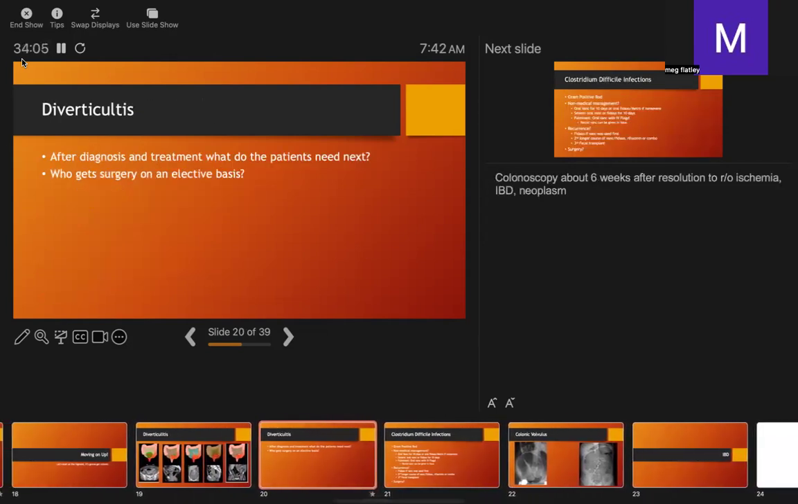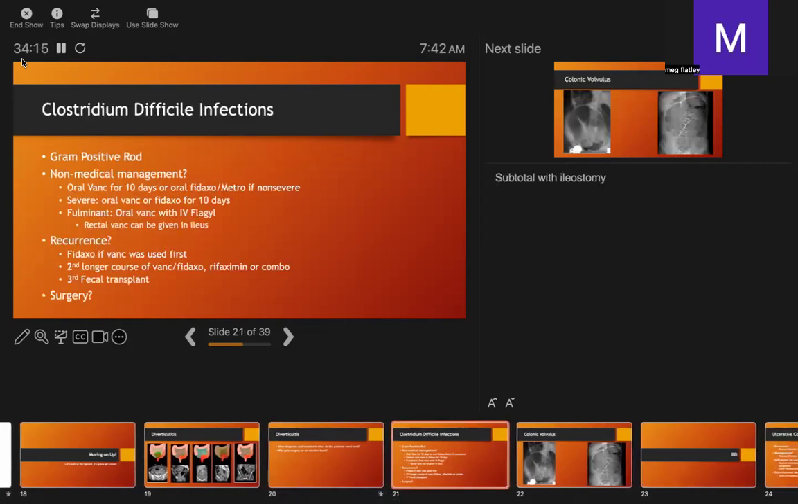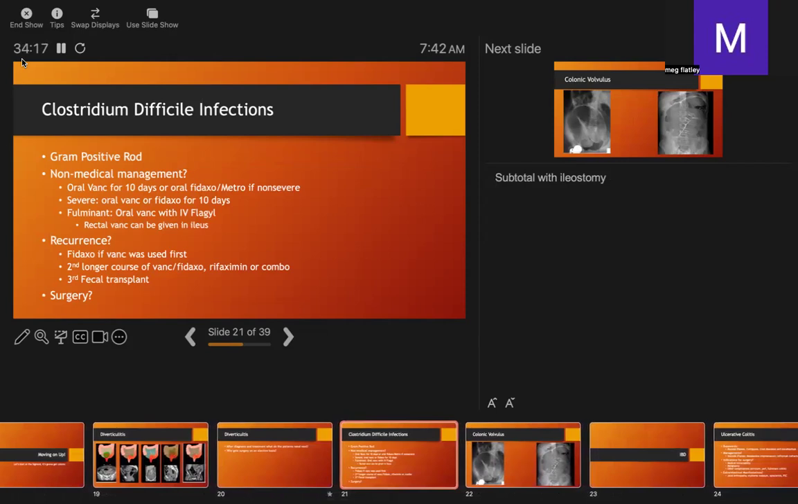All right, now we're moving on to C. diff. It's my one and only question. Any questions on diverticulitis? Should be relatively simple. These are great questions. We love diverticulitis. Okay, C. diff infections.